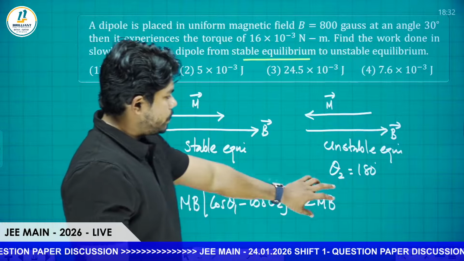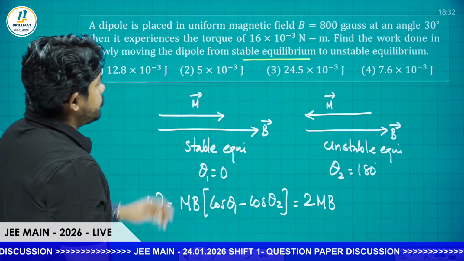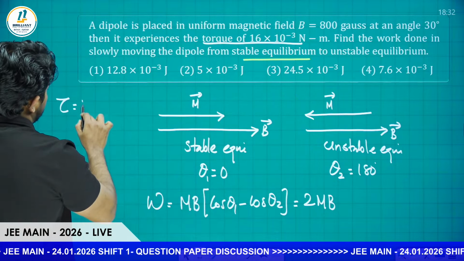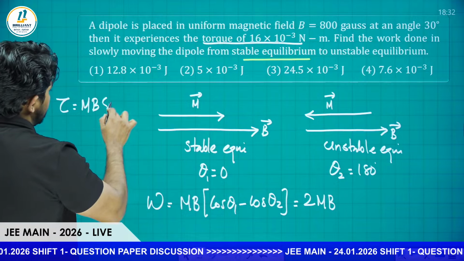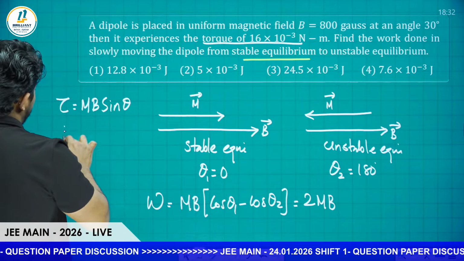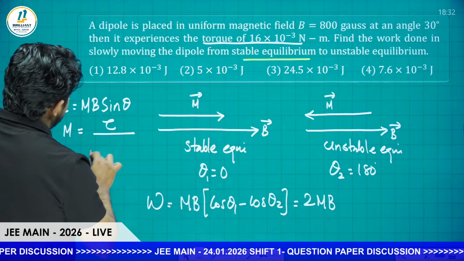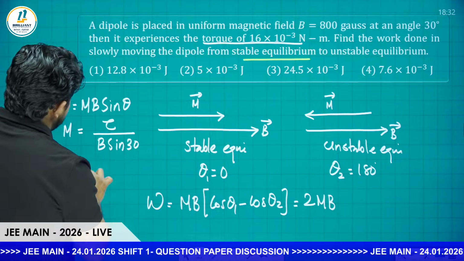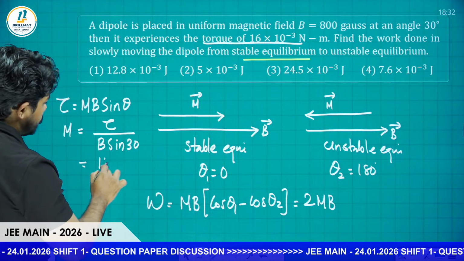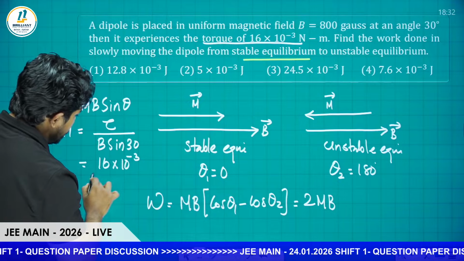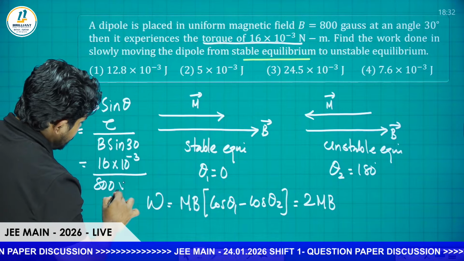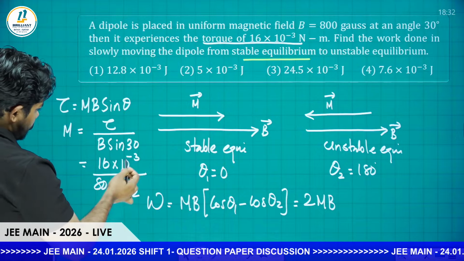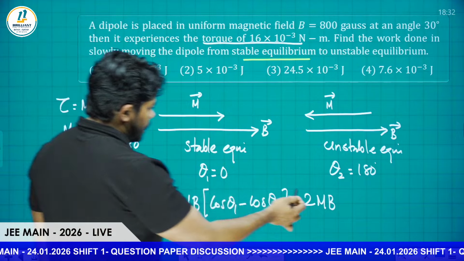But the problem is we don't know the value of m, okay. That's why they have given the torque. And what is the torque? Torque acting on a magnetic dipole is mB sine theta, and we can find m, that will be tau divided by B sine theta. Theta is 30, right? So if I substitute all the values, 16 times 10 raised to minus 3 divided by 800 times sine 30, which is 1 by 2, okay.